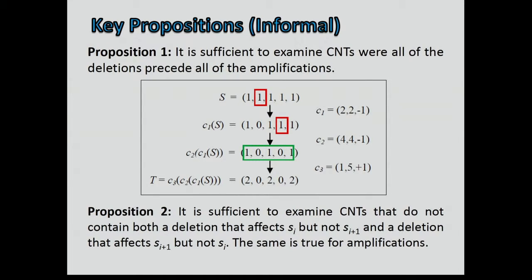Now, the second proposition states that it is sufficient to examine copy number transformations that do not contain both a deletion that affects Si but not Si+1 and a deletion that affects Si+1 but not Si. And the same is true for amplifications. Now, if you look at a copy number transformation where all of the deletions take place before all of the amplifications, then it is actually very easy to see that this proposition is true, because in this case you can just replace such two deletions by one and obtain a shorter copy number transformation.